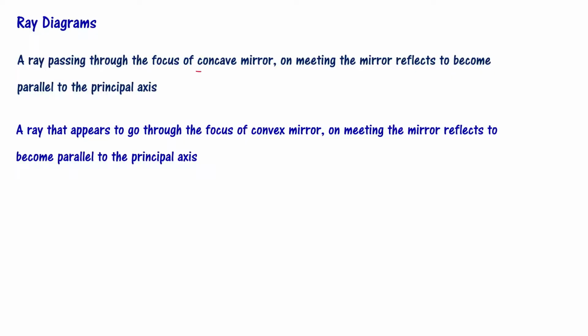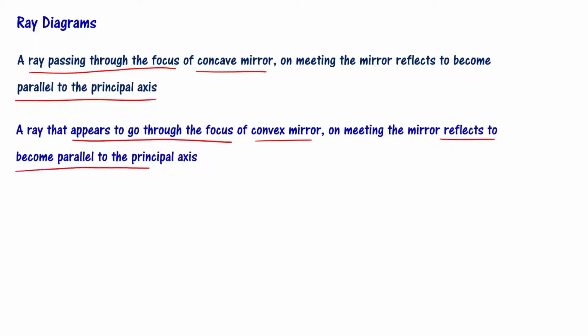In the case of concave mirror, a ray passing through the focus of concave mirror is going to reflect such that it becomes parallel to the principal axis. In the case of convex mirror, a ray that appears to go through the focus reflects such that it becomes parallel to the principal axis. Understood? Based on this, we can write rule number 2, right?